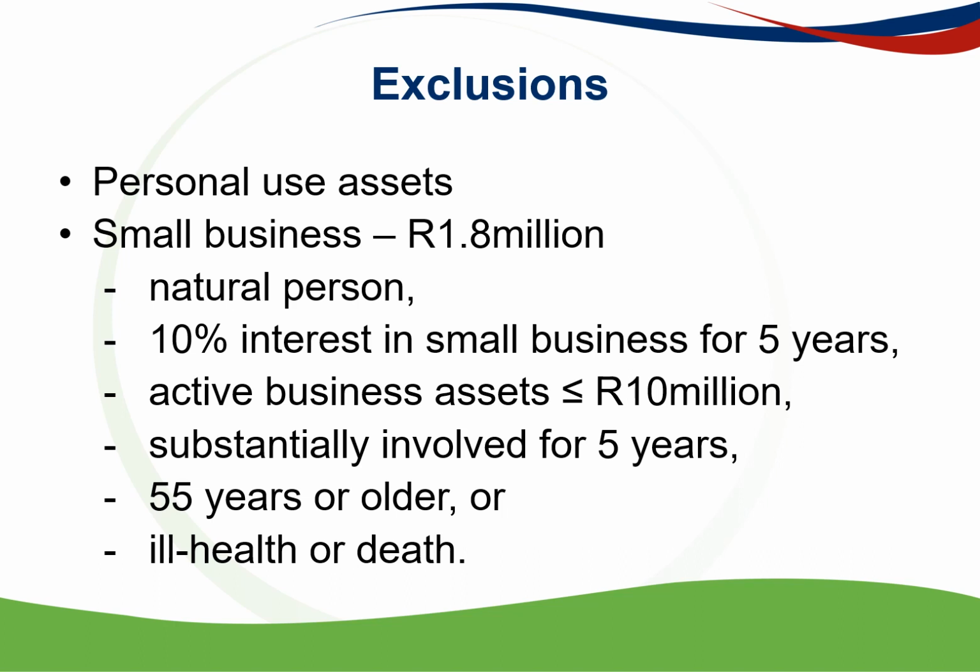And then there's the small business exclusion of 1.8 million rand, if the following requirements are met: the person must be a natural person, and he or she must have a 10% interest in a small business for 5 years, and the active business assets must not exceed 10 million rand, and the person must have been substantially involved in the business for 5 years, and the person must be 55 years or older, or it must be due to ill health or death. Then the person can receive a 1.8 million rand exclusion.